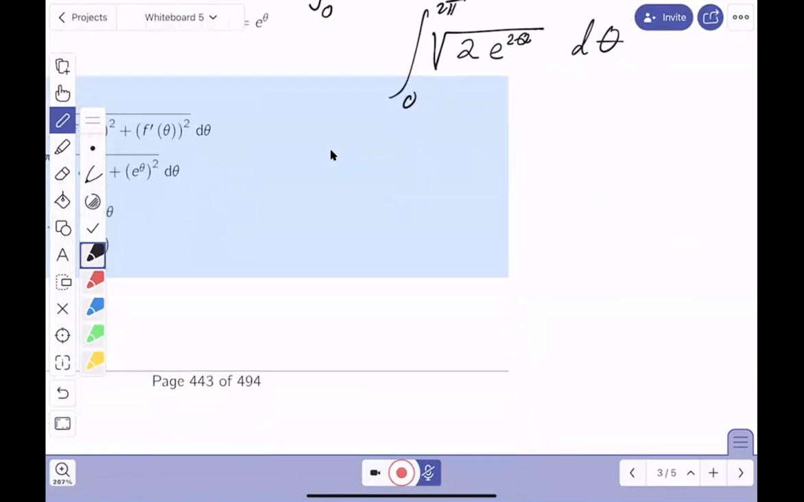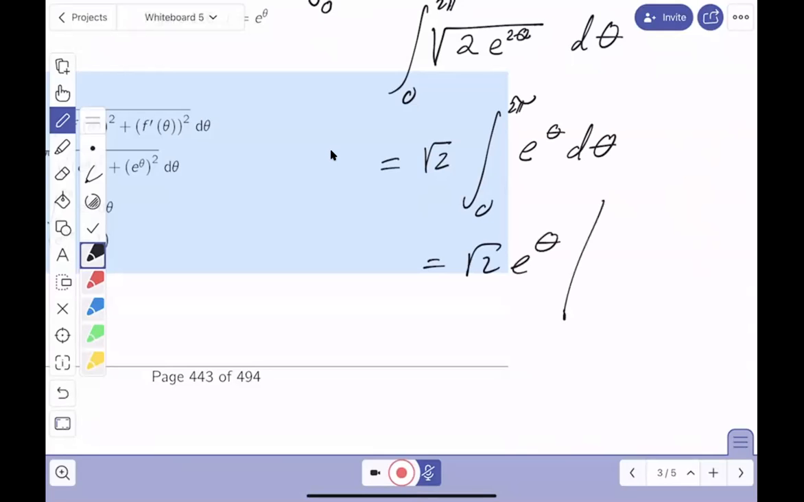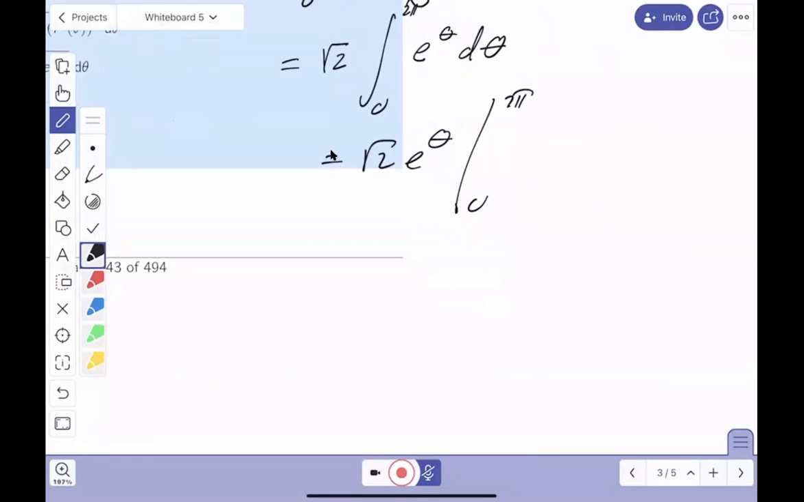Let me keep moving along, see if I can do it. I'm going to say the root 2 comes out, it's a constant. And the square root of e to the 2 theta is e to the theta d theta, limits of integration 0 to 2 pi. Can I integrate that guy? I think so. Root 2 e to the theta from 0 to 2 pi. All right. What do you get over here? Root 2 times e to the 2 pi minus e to the 0.